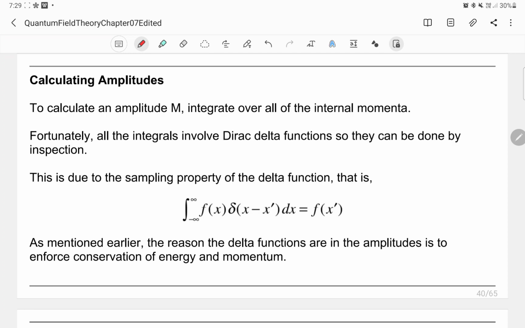It is with so much luck that all the integrals involve Dirac delta functions, so they can be done by inspection. But please note the property of the Dirac delta function. You have here this property you have to remember, and you're integrating a 4-dimensional quantity. Later on we'll see how it's integrated.